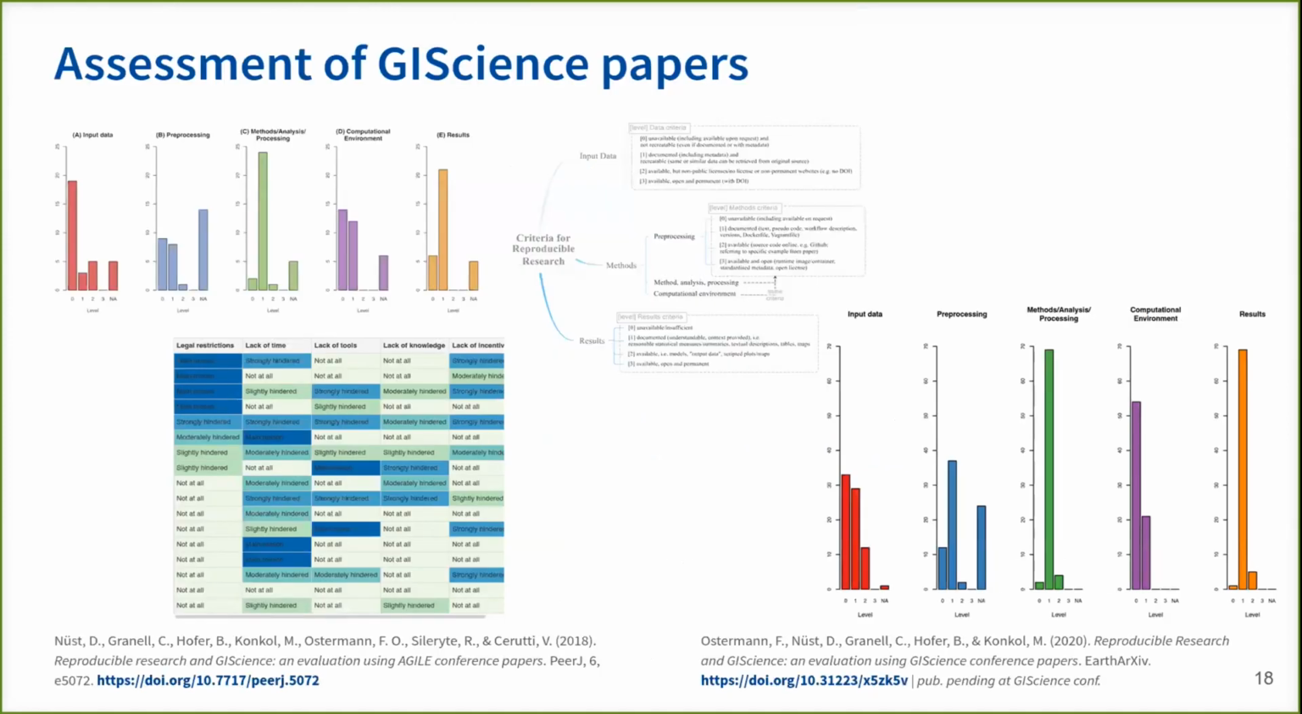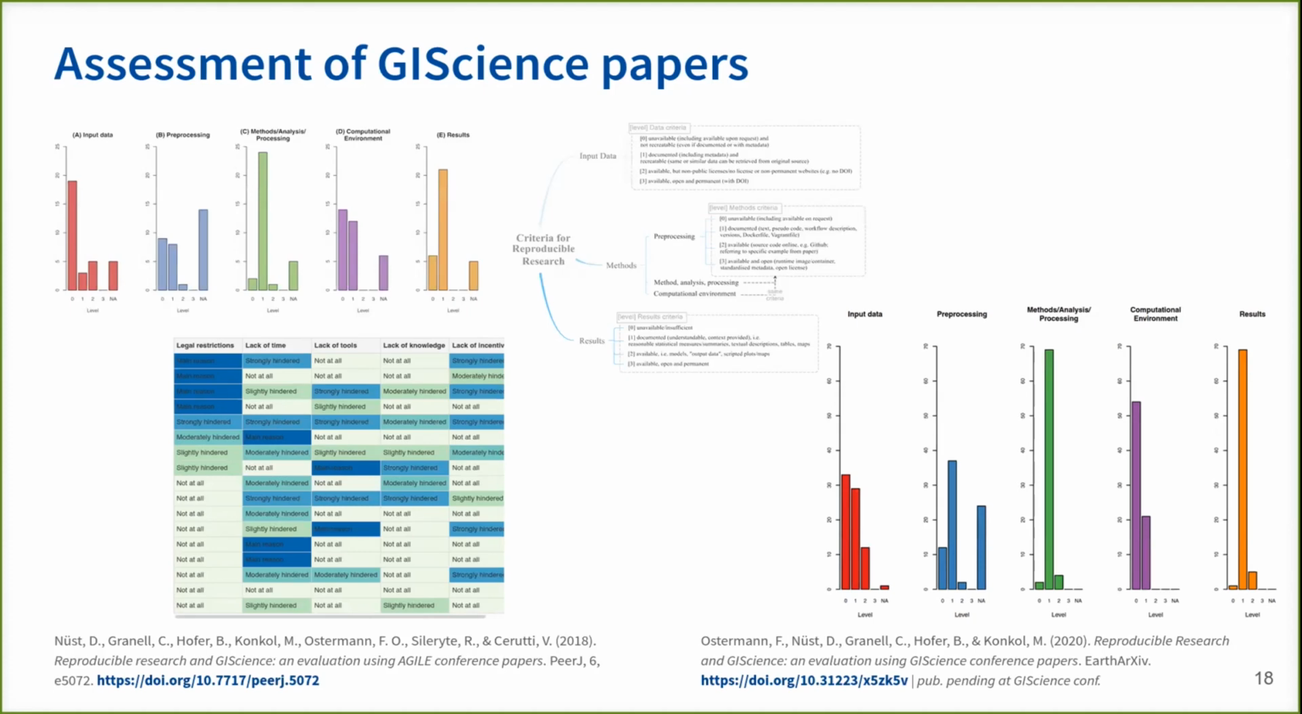But first, one step back, I said we made an assessment of reproducibility. Up to today, we assessed over 100 papers of the 2 major community-led conferences. So here on the left-hand side, you see a couple of figures based on the Agile paper dataset that we analyzed. And on the right-hand side, you see the results of the assessment of the GI Science Conference, which is the second large conference in our field.